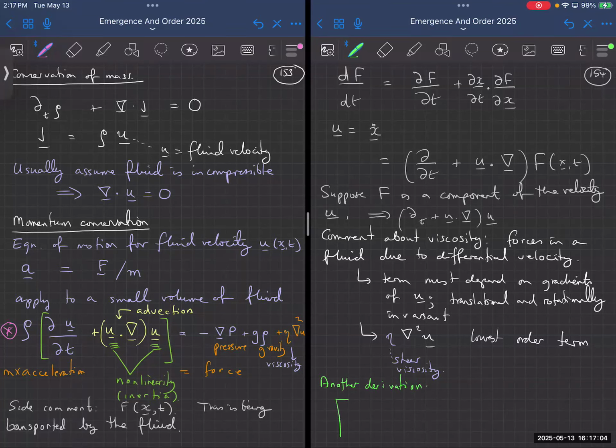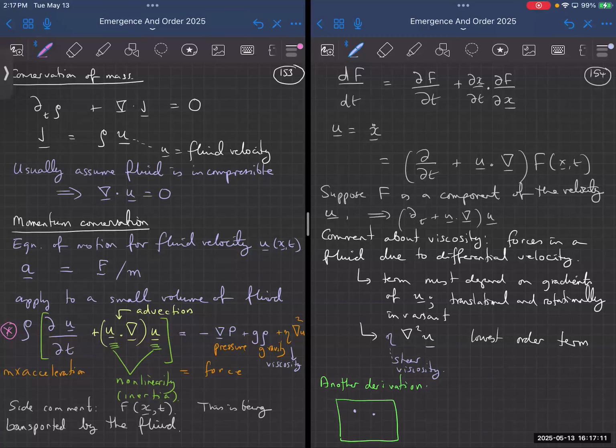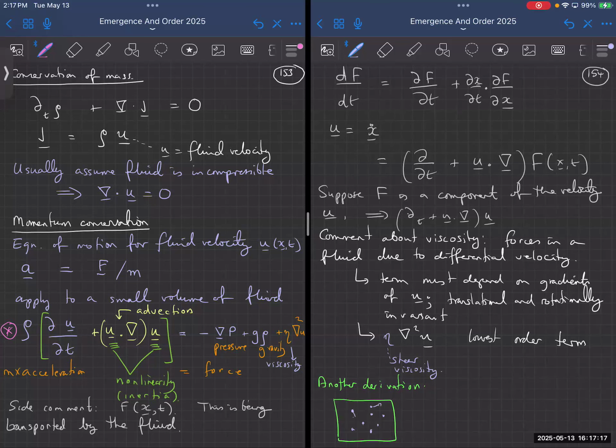So here is my system. It's a bunch of particles bouncing around in a box. That's what a fluid is. So these things are moving around and they collide. So what I'm going to do is write down an equation for the collisions of all these particles.